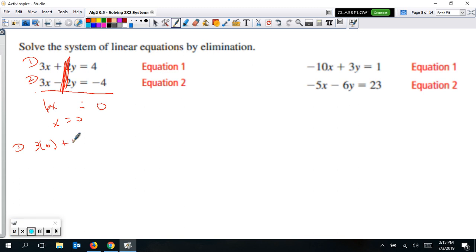And plus the 2y equal to the 4. So that's going to make this 0, so that just basically goes away. So now we just have this 2y equals 4. We could divide by 2 to solve that. So y is going to equal 2 on this one.